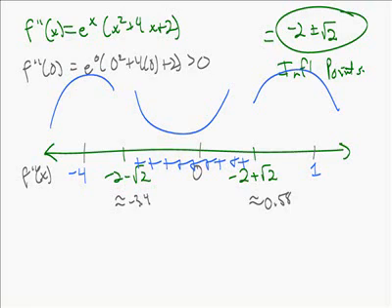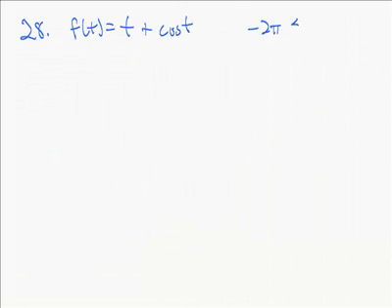Alright, let's try another example. Let's go ahead and just set up number 28. We may not go through the whole thing here, but we have a function f. It's a function of t, and it's equal to t plus the cosine of t. And we're also restricting t between -2 pi and 2 pi. So t plus cosine t, but we're only allowed between -2 pi and 2 pi.